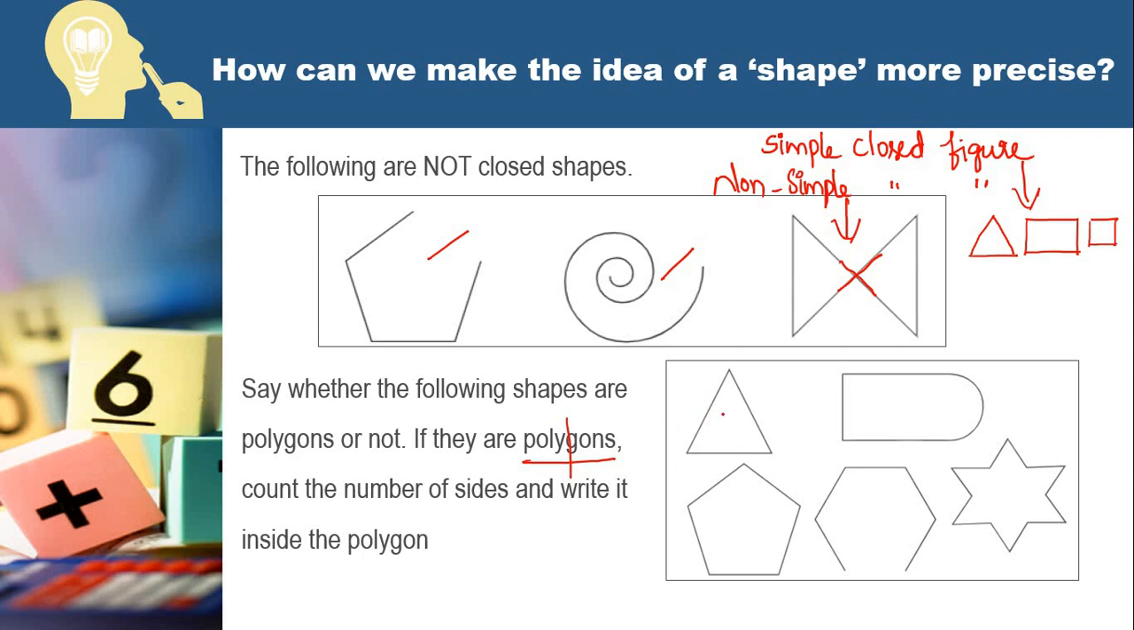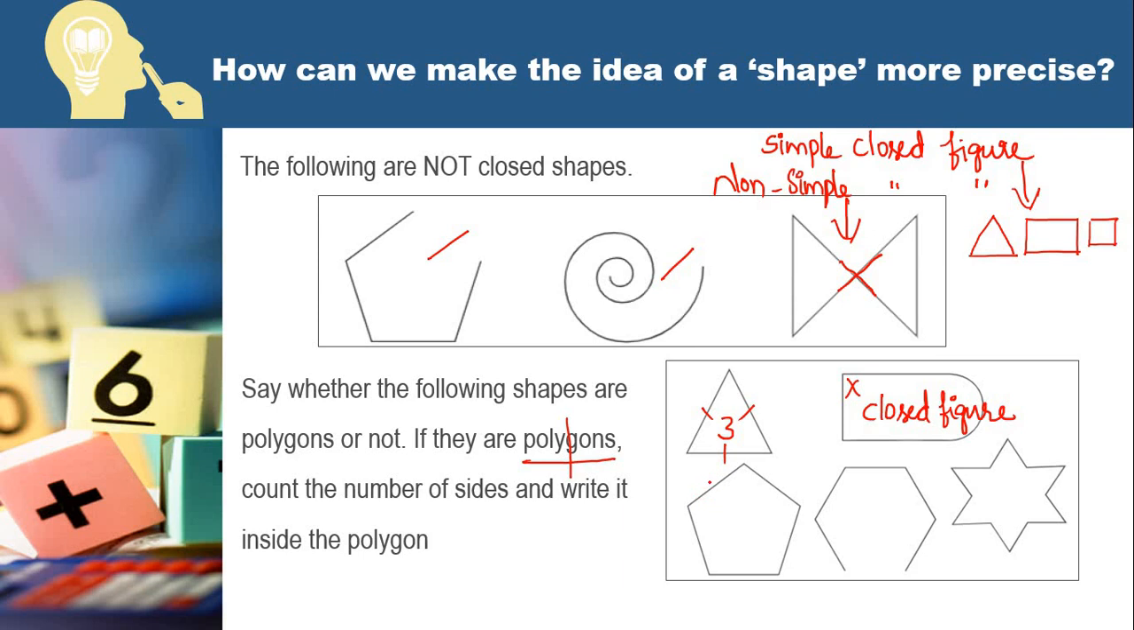Now see children, see the first figure. How many straight lines are there? 3. Is this a polygon children? No, this is not a polygon. This is a closed figure, but it is not a polygon because it is having straight lines and a curved line. A polygon should be with only straight lines, and it should be a simple closed figure.